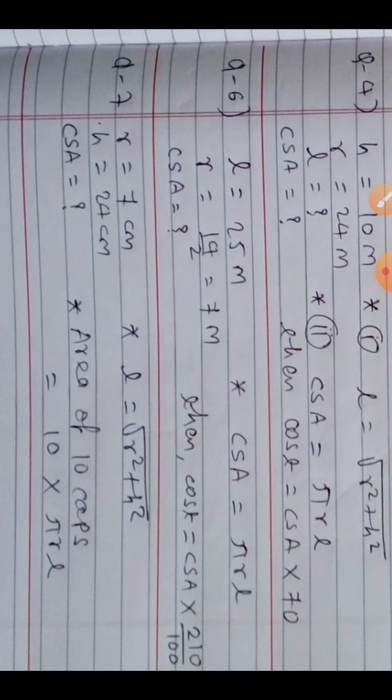R given, H given, L is not given. So you have to find first of all L in homework. Then the area of 10 caps directly. Together of all 10 caps. So multiply priorly by 10 only. So 10 into pi r L. Now you have R and L both. So just place values and find the answer.